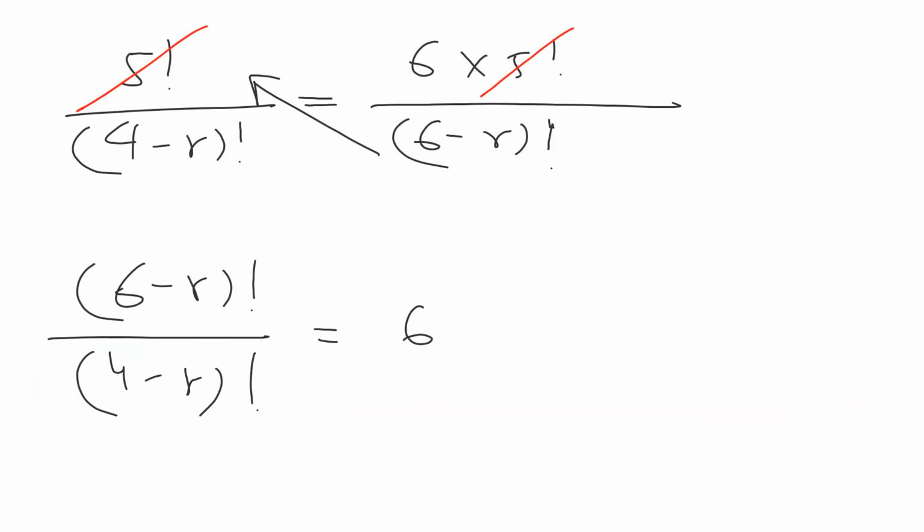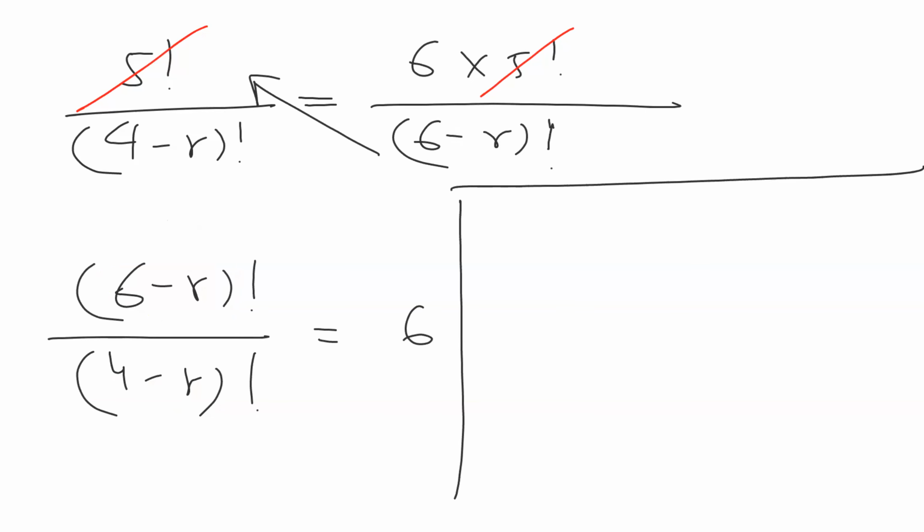Okay. Now which is the greater term out of 6 minus r and 4 minus r? Can you tell me which is the greater term? Now don't take r as 10. Take r as a very small value, lesser than 4. Let's take r as 1. So if r is equal to 1, this will be 5 and this will be 3. So 5 is greater than 3. So 6 minus r is greater than 4 minus r.